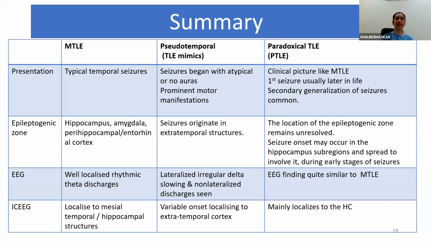EEG is well localized. Rhythmic theta discharges are seen in MTLE, whereas in pseudotemporal epilepsies, lateralized irregular delta slowing and non-lateralized discharges may be seen. In patients with paradoxical TLE, EEG findings are quite similar to MTLE. The intracranial EEG localizes to mesial temporal structures and the hippocampal structures in MTLE. It can be variable onset and localizing to the extratemporal cortex in pseudo-TLE, and in paradoxical TLE, it mainly localizes to the hippocampus.